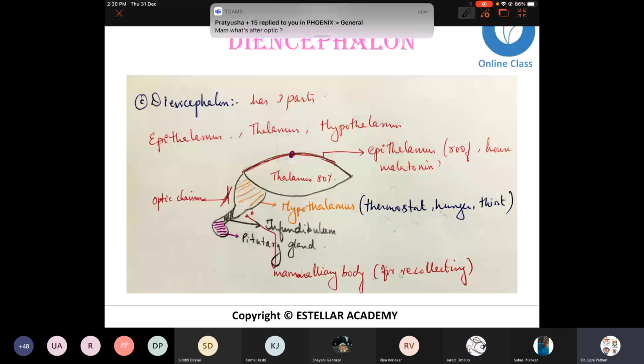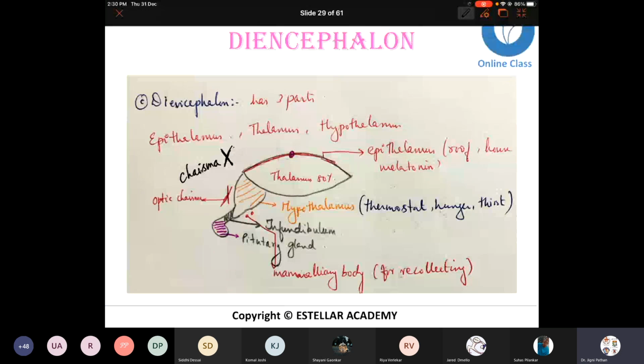After the optic chiasma. Chiasma means cross. The right optic nerve and the left optic nerve cross each other. That is called the optic chiasma, and this is in front of the hypothalamus.